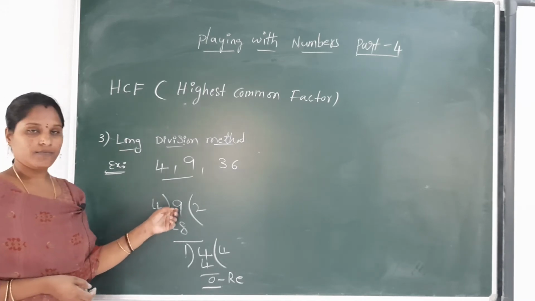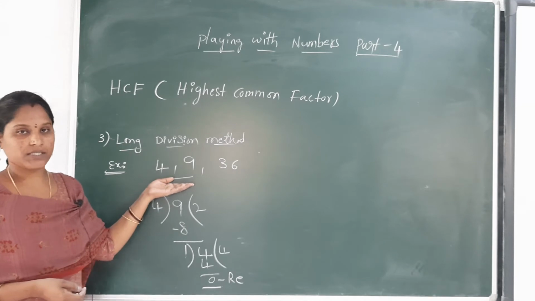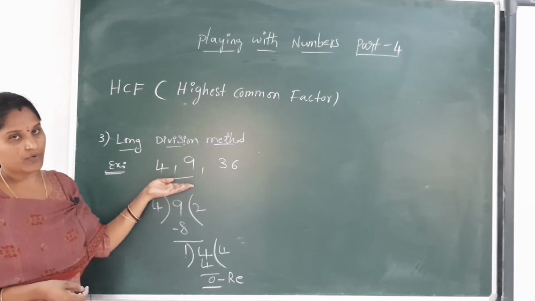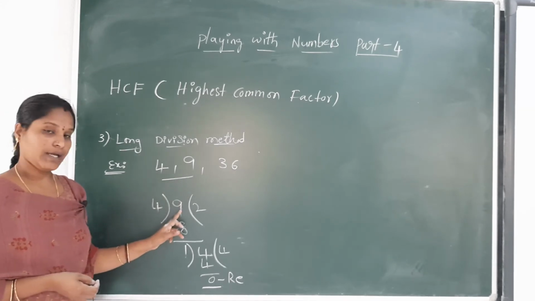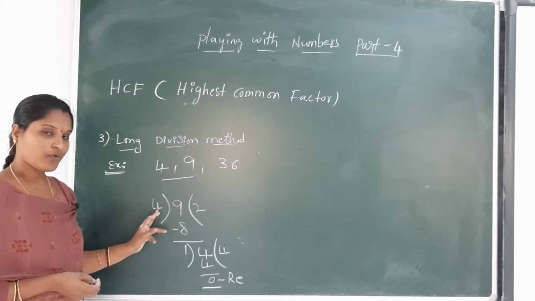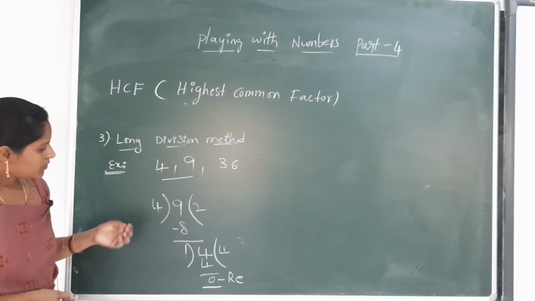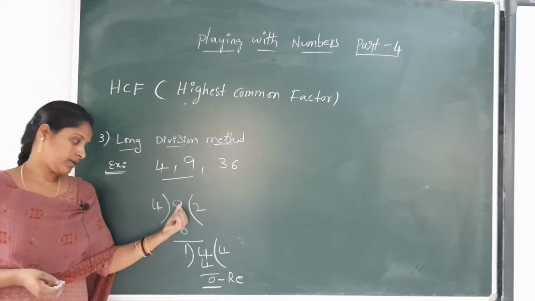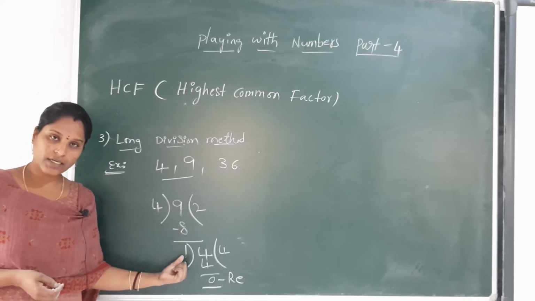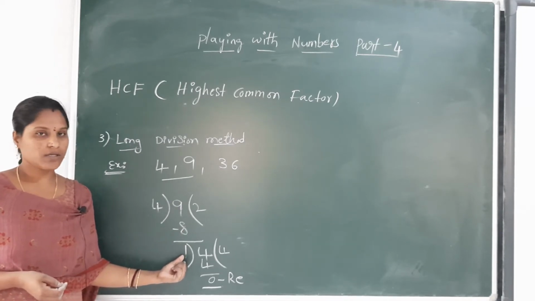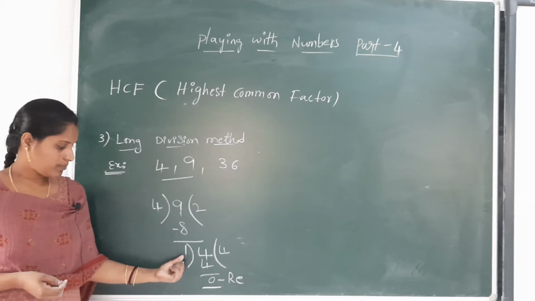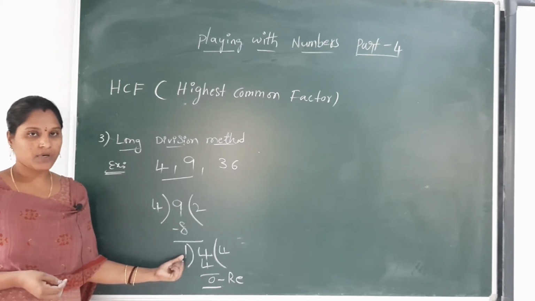For 4 and 9, first we have to consider any two numbers. Here I have considered two numbers 4 and 9, and the bigger number 9 is the dividend here, and the smaller number 4 is the divisor here. Next, 4 2s are 8. 9 minus 8 is 1. Here we get a remainder as 1. So the process will not be stopped here, because here we get a remainder as 1.